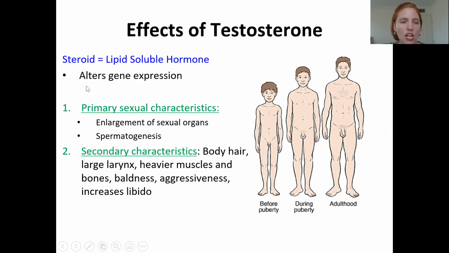Okay, so they change primary sexual characteristics, things like growing the gonads, growing the penis, all of those sexual organs, starting up that spermatogenesis, but they also have other widespread effects on the body: broader shoulders, changes in the skeleton, changes in the muscle mass, changes in body hair, so your epidermis, your dermis is changing, changes in mood and aggressiveness, and just all of these different effects. So big effects as steroid lipid-soluble hormones.